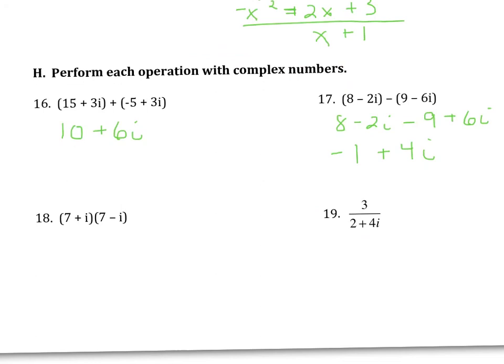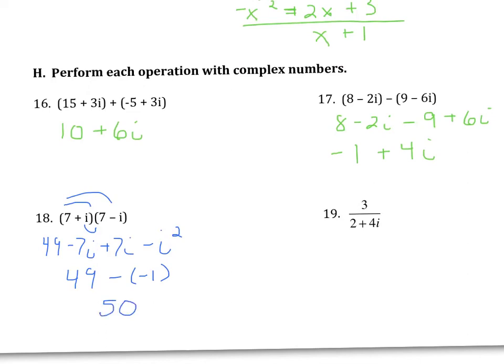In number 18, we're going to multiply 7 plus i times 7 minus i. And when we multiply two complex numbers, we need to FOIL. So I'm going to do 7 times 7, which is 49. And then 7 times a negative i, which is negative 7i. i times 7, which is positive 7i. And then i times negative i, which is negative i squared. So the negative 7i and the positive 7i just cancel out. And we want to remember that i squared equals negative 1. So we just get the answer 50.